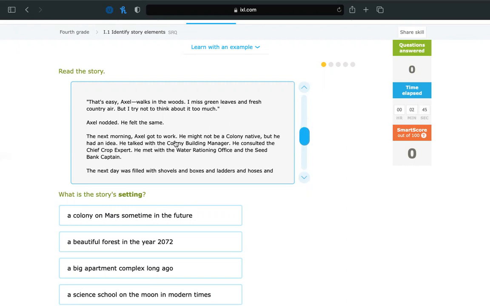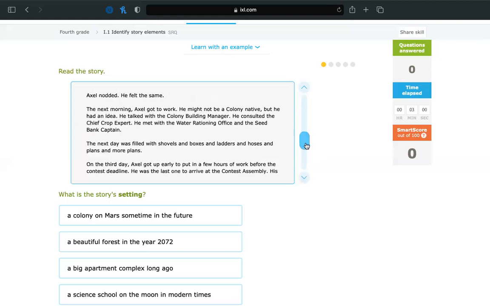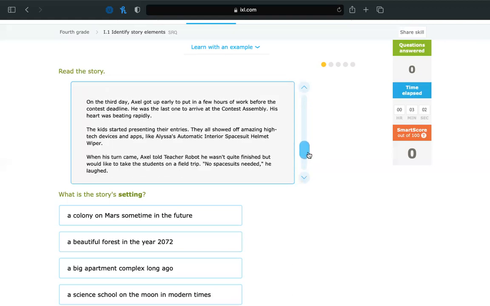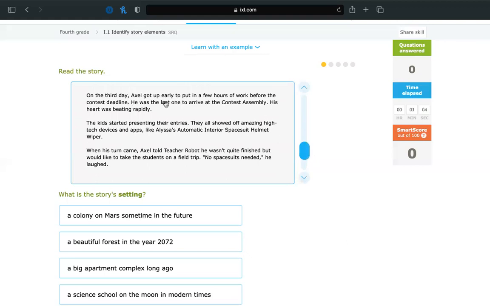Next morning, Axel got to work. He might not be a colony native, but he had an idea. He talked with the colony building manager. He consulted the chief crop expert. He met with the water rationing office and the seed bank captain. The next day was filled with shovels and boxes and ladders and hoses and plans and more plans. On the third day, Axel got up early to put in a few hours of work before the contest deadline. He was the last one to arrive at the contest assembly. His heart was beating rapidly.